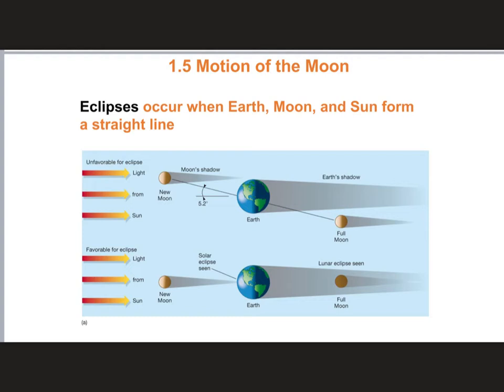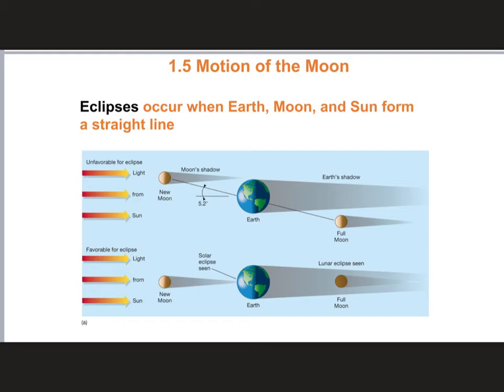Okay. Here we want to look at eclipses. Now, there are actually two different kinds of eclipses. There's what's called a solar eclipse and what's called a lunar eclipse. And eclipses basically occur when one object casts a shadow on another object. In particular, we're talking about the Earth and the moon.